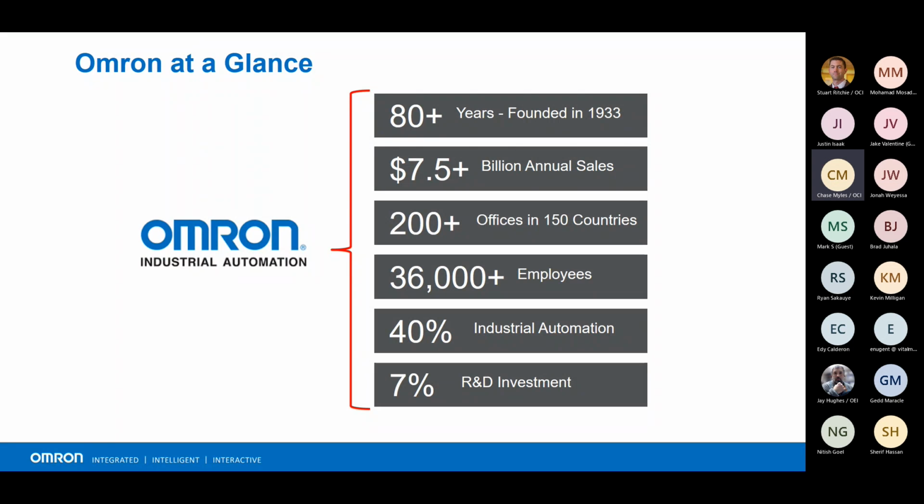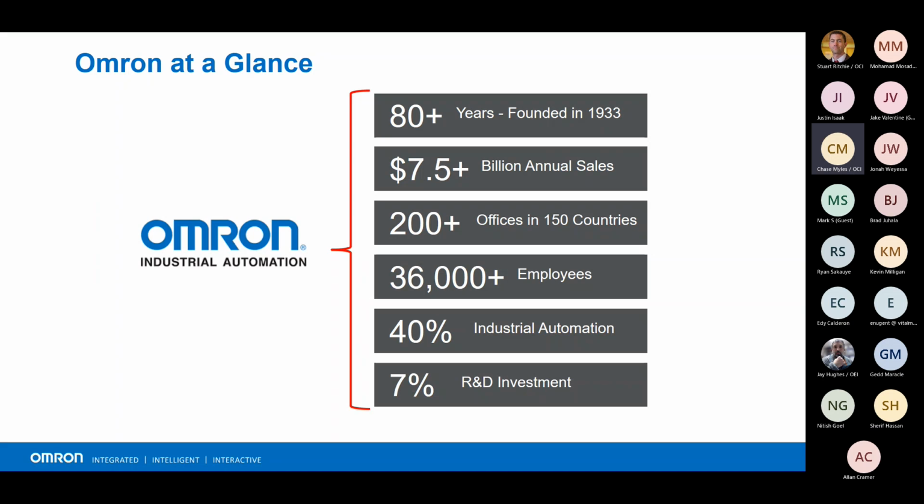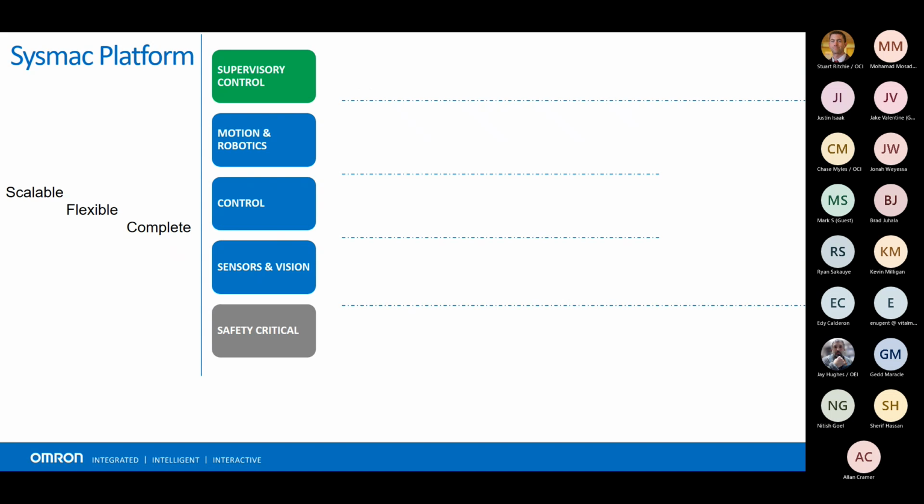We've been around in the industry for almost 90 years now. We're about a $7-8 billion company. We've got offices all around the world, 36,000 employees worldwide. 40% of our revenue is all based around industrial automation, and we do a large reinvestment into R&D. So we're coming out with new products, a lot of new innovating things year over year. So keep an eye out for that.